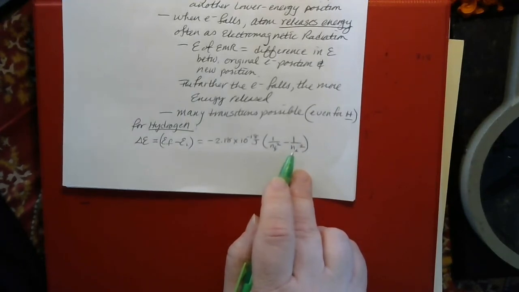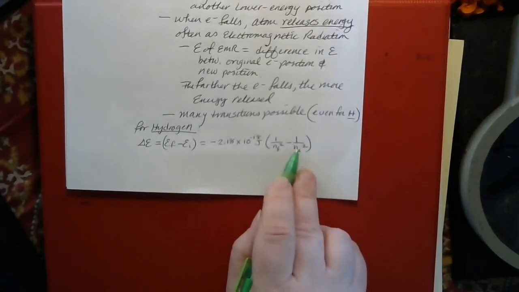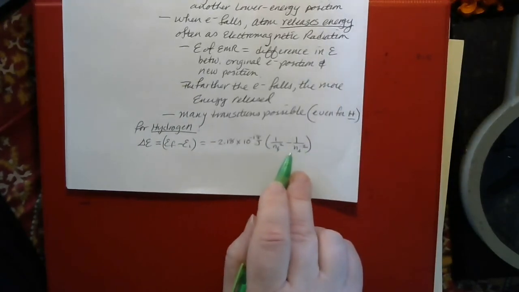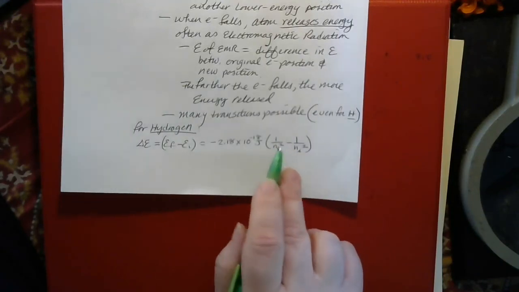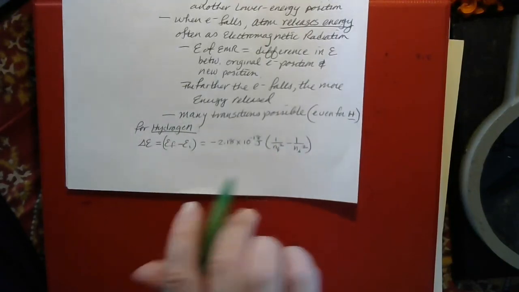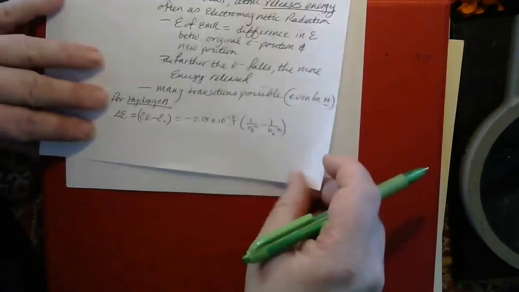So say if an electron falls from n equals 6 to n equals 2, well, n initial will be 6, and you'll have to square it. And then n final would be 2, and you'll have to square that also. And then you multiply that by this, and you've got the change in energy.